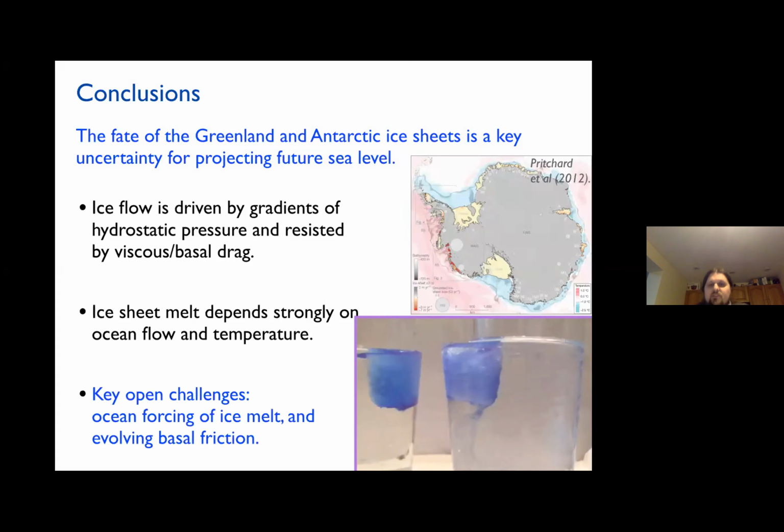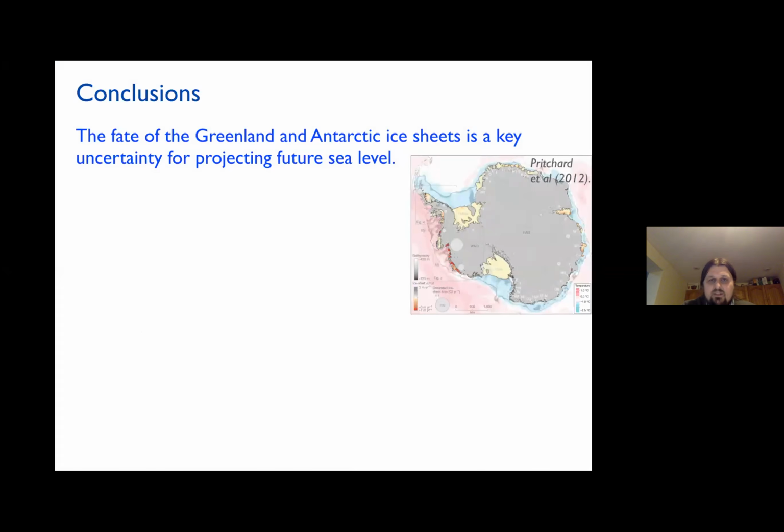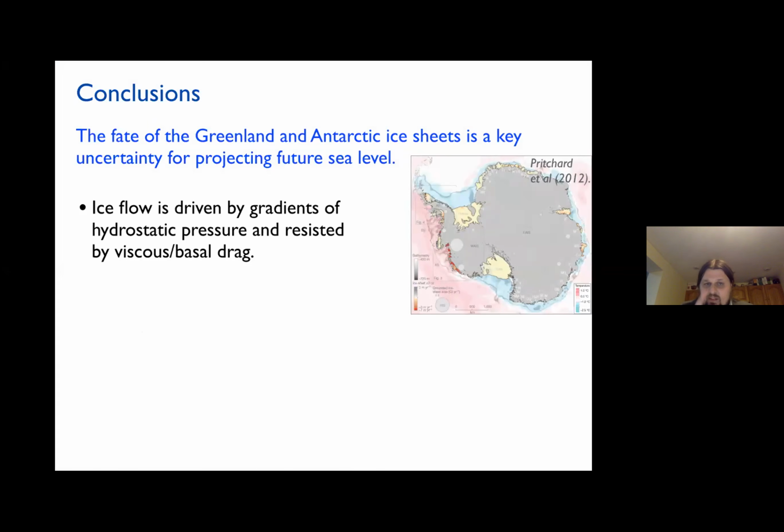We mentioned at the start that the Greenland and Antarctic ice sheets are a key uncertainty for predicting future sea level. We looked at how to model ice flow, and it was driven by gradients of hydrostatic pressure that are linked to the changes in the thickness of the ice, or the surface slope in particular, and resisted by basal drag.